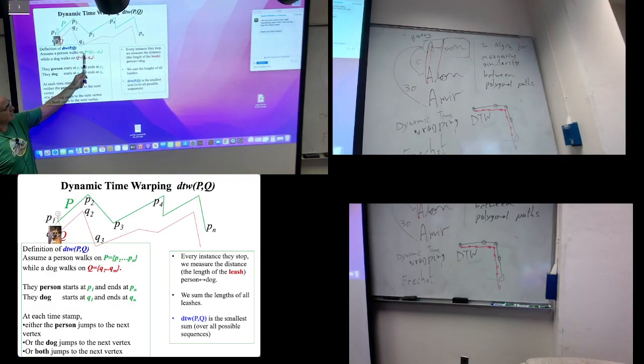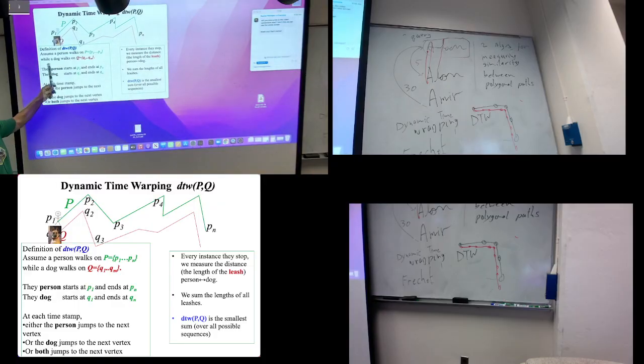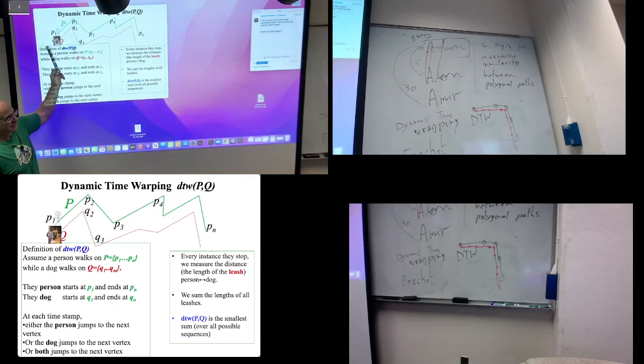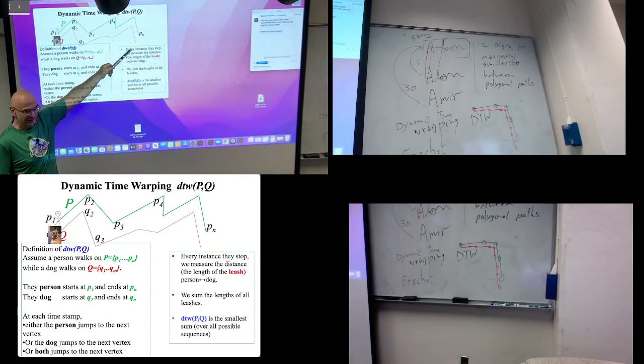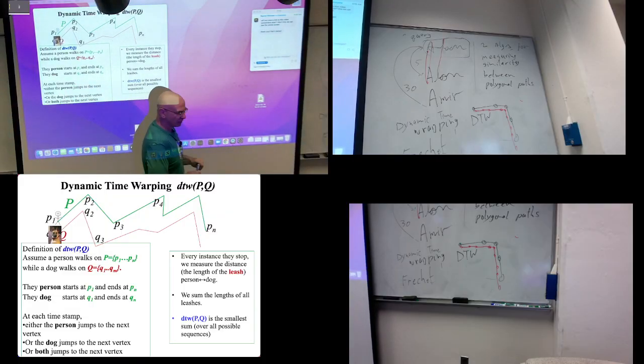Here is my notation. P is denoted p1, small p2, all the way up to pn, a bit blurry. pn is the last vertex of P. q1 up to qm are where the dog moves along the red path. And the person starts at p1 and has to end at pn. The dog starts at q1 and has to end at qn. That's given, we are measuring the whole time.